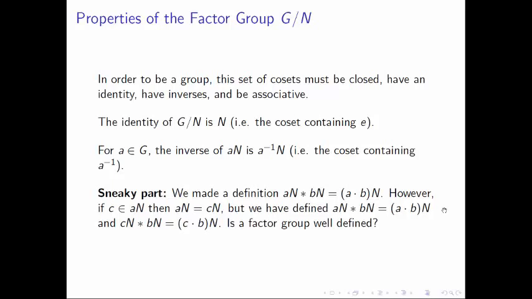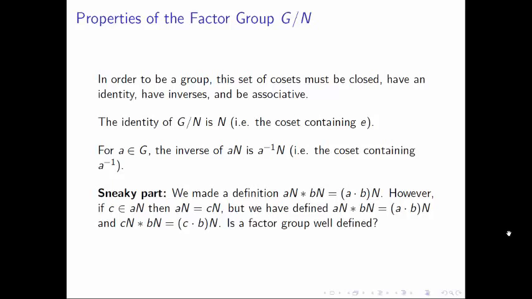But on the one hand, we've taken aN and said we need to combine that with bN by looking for the coset that contains a dot b. If we instead changed our point of view and thought of aN as cN, we would say cN needs to be combined with bN to be the coset containing c dot b.